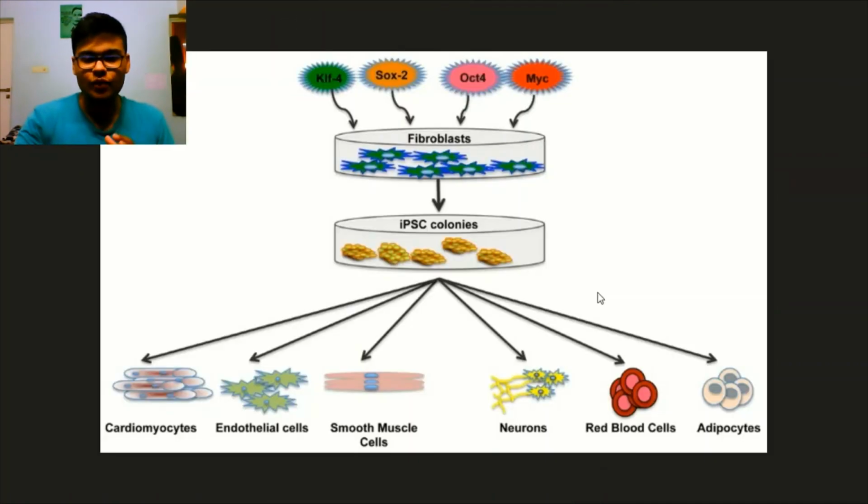But this is not very good if you just directly do it. So what people did was, as you can see here, there are these 4 genes: KLF4, SOX2, OCT4, and MYC. If you use these 4, you can take a differentiated cell back to a stem cell, which can then differentiate again to become something else.